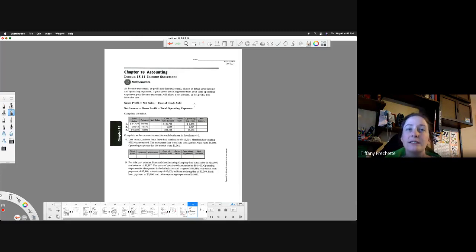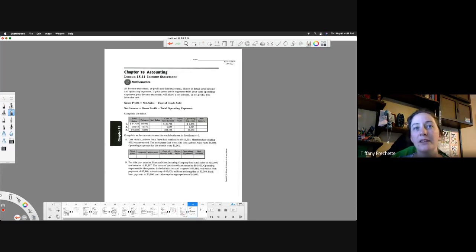All right, so in this case, we have an income statement, or profit and loss statement, which shows in detail your income and operating expenses. If your gross profit is greater than your total operating expenses, your income statement will show a net income or profit. It's vice versa too. If your gross profit is less than your total operating expenses, then you're going to show a net loss. So it depends on which one you have, but it'll show a profit or a loss.